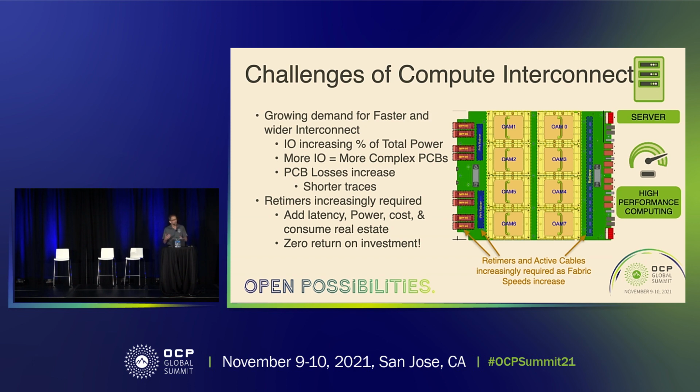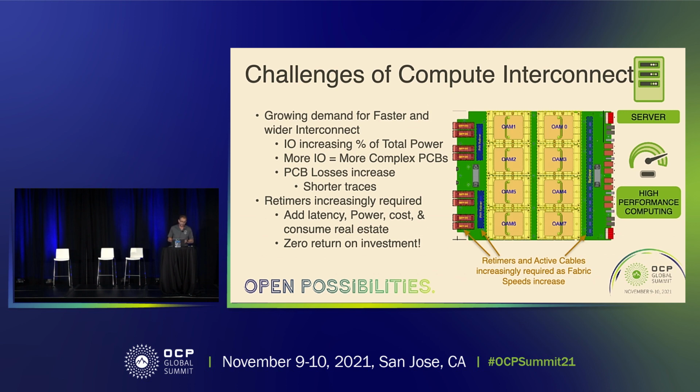And so more I/O means more complex PCBs. The number of layers in these PCBs is pretty unbelievable right now. And the PCB losses are increased. They're a lot worse than in cables. Cables are like 5 times better in terms of losses.